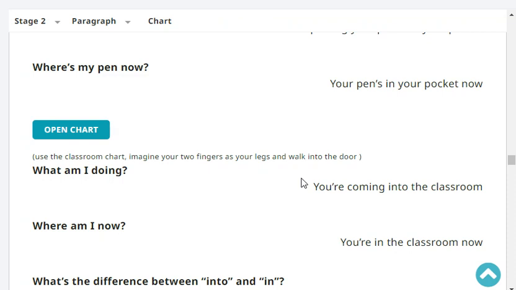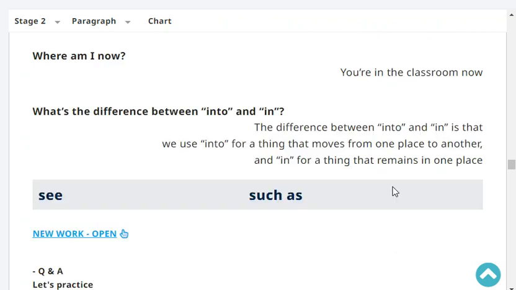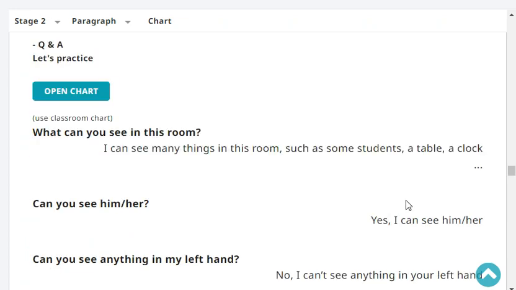What's the difference between into and in? The difference between into and in is that we use into for a thing that moves from one place to another place. And we use in for a thing that remains in one place. Very good.